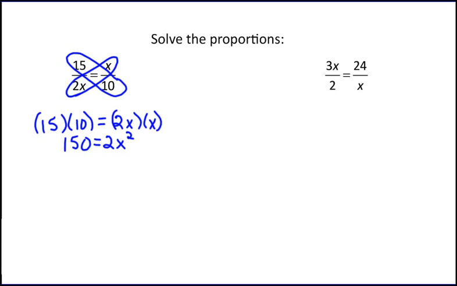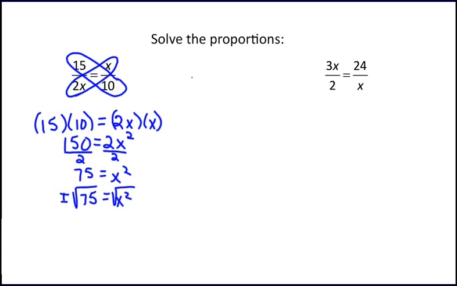Since we want to solve for x, we need to divide by 2 on both sides first. That will mean that x squared is equal to 75. Now we need to get the x all alone, so I am copying and then going to take the square root of both sides. And of course that will give me plus and minus the square root of 75.